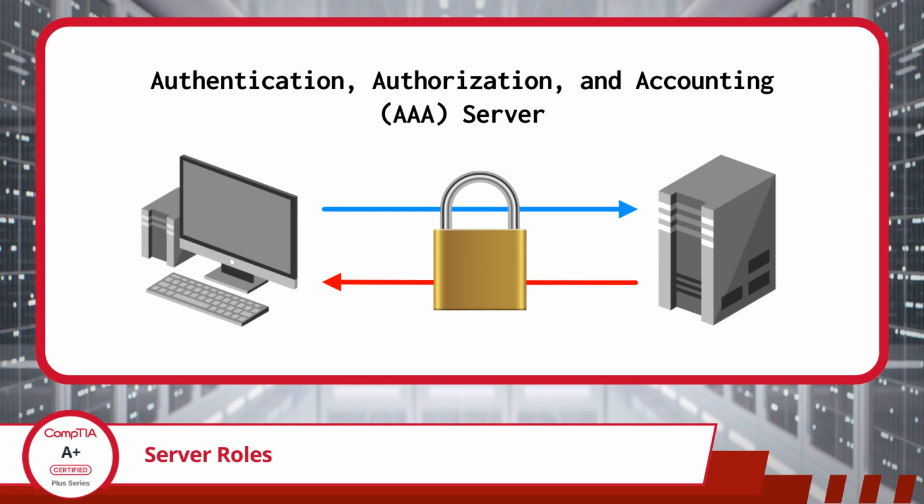Next, we have servers that handle authentication, authorization, and accounting, commonly referred to as AAA servers. These servers verify who a user is, determine what they are allowed to access, and keep records of their activity. AAA servers play a critical role in network security by ensuring only approved users and devices can access network resources. Two common implementations of AAA services are RADIUS and TACACS+, which are often used to control access to networks and network devices.